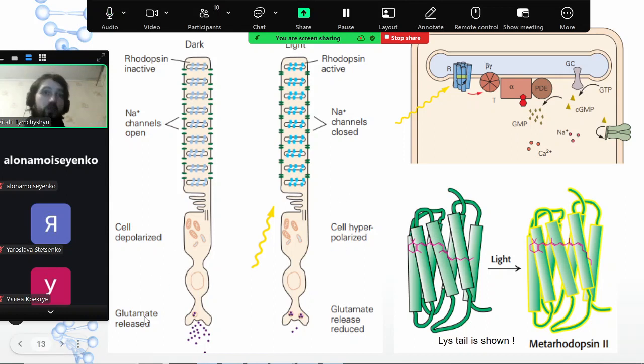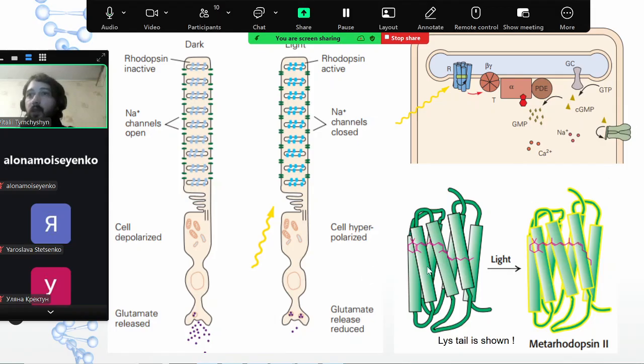In case of a depolarized cell, we have a constant glutamate release. In case of hyperpolarization, this glutamate release is reduced. And that reduction in glutamate release signals that we have a photon, that a photon came to our eye and we need to process that somehow.